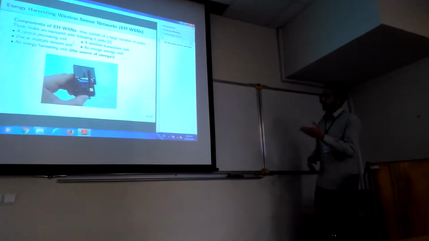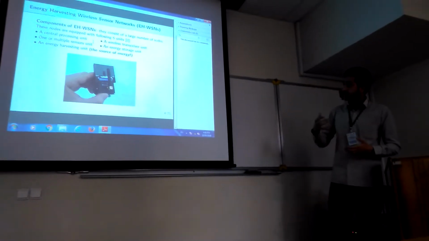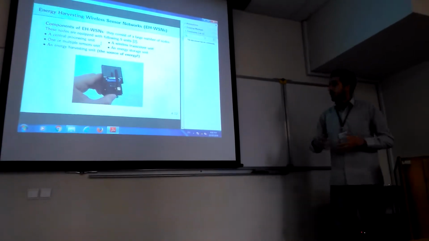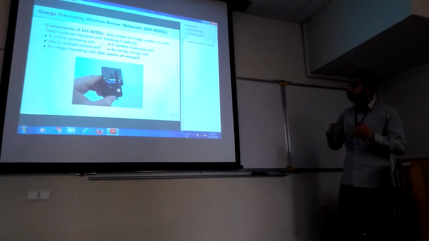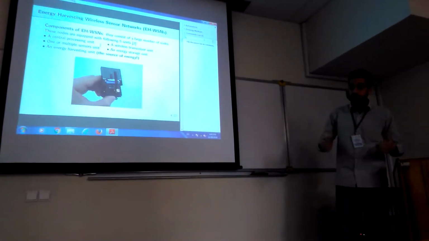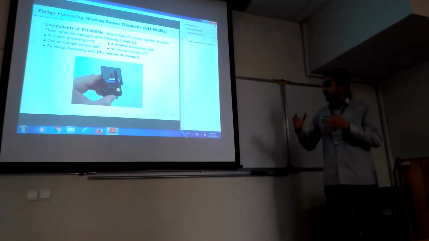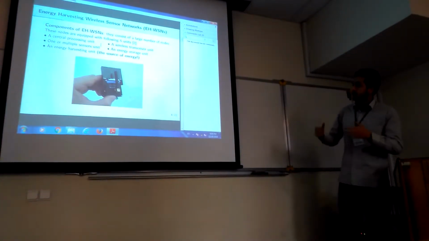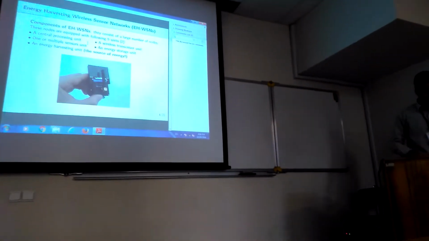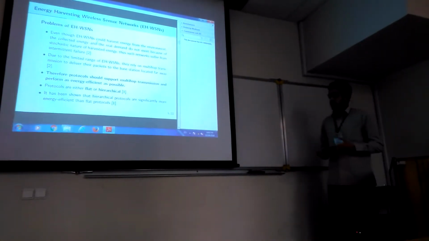Let's talk about the components of EH-WSNs. EH-WSNs consist of a large number of nodes. These nodes are equipped with the following 5 units: a central processing unit, a wireless transceiver unit, one or multiple sensor units, an energy storage unit, and finally an energy harvesting unit, which is a source of energy. A typical node is shown in the picture. As you can see, the node is equipped with a small solar cell so that the node can harvest energy from the environment.